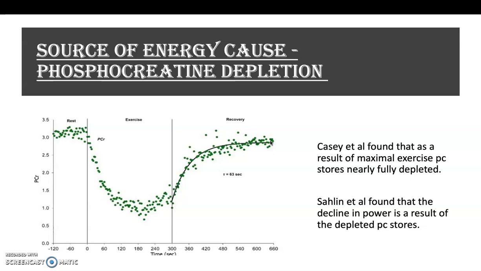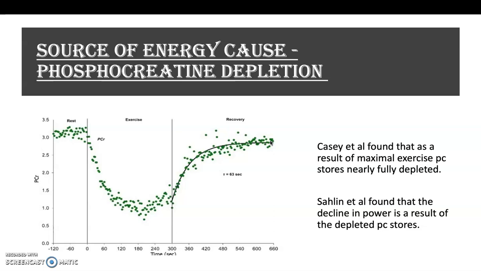and to a point where the athlete can no longer continue at that intensity because their stores are too low, and therefore ATP is not being resynthesized at the rate that the intensity is demanding. So if these stores become fully depleted, then the athlete will experience fatigue, and therefore their performance will be compromised due to this causing a decline in the power that they can produce.